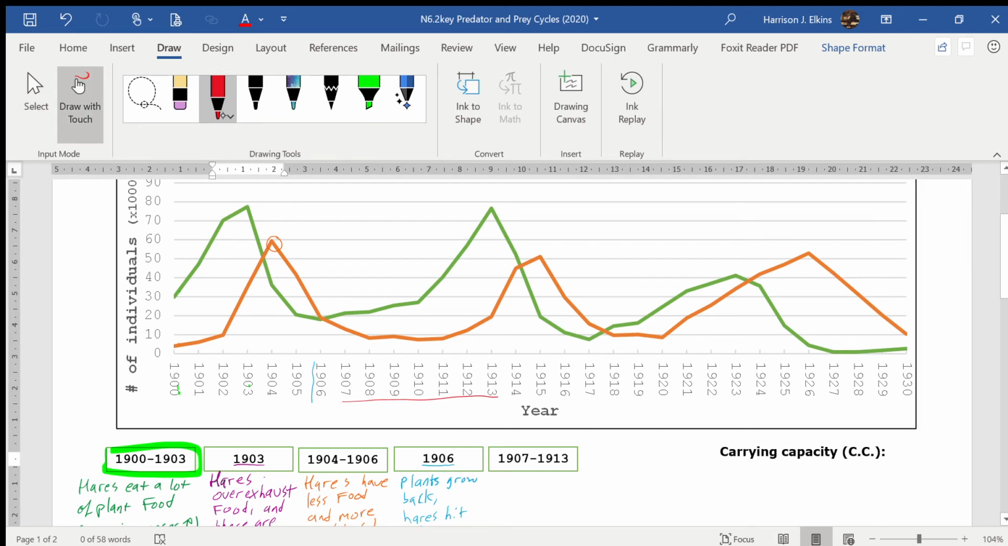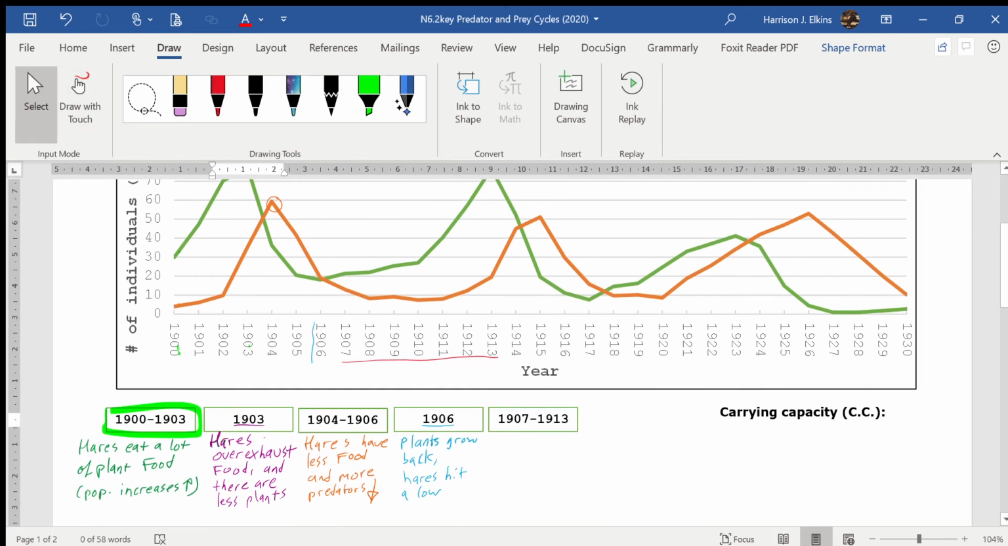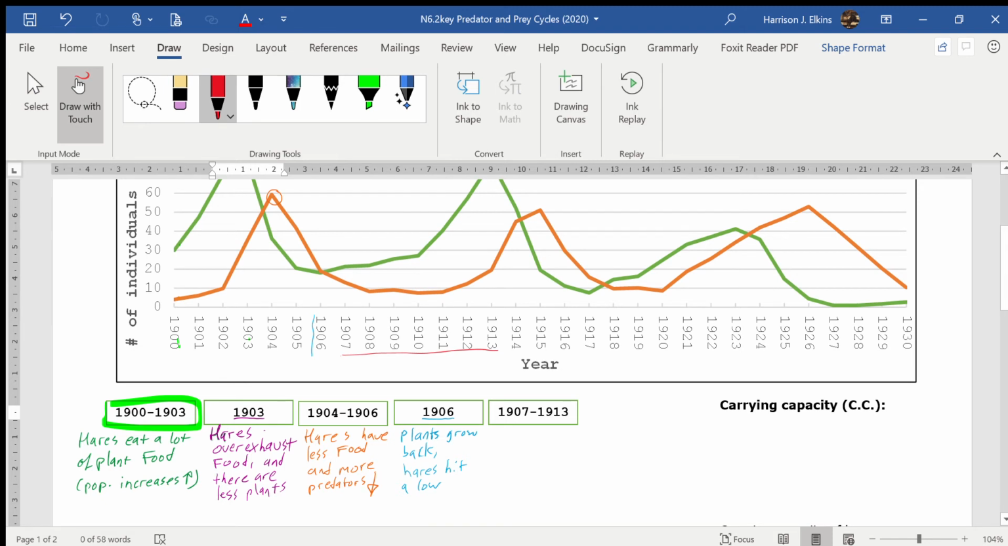So we see the increase. And that's going to be really beneficial for the hares. So what the hares do is the hares eat more plants that grew back. And so that's why this is a cycle, because you see the plants going up and down.